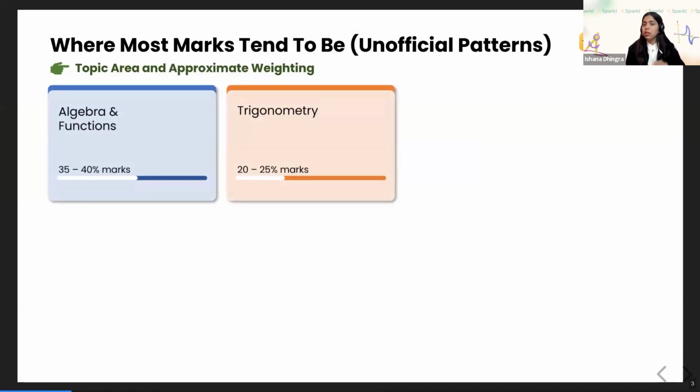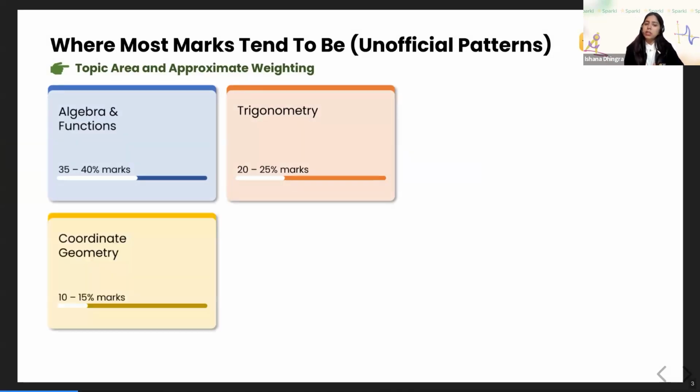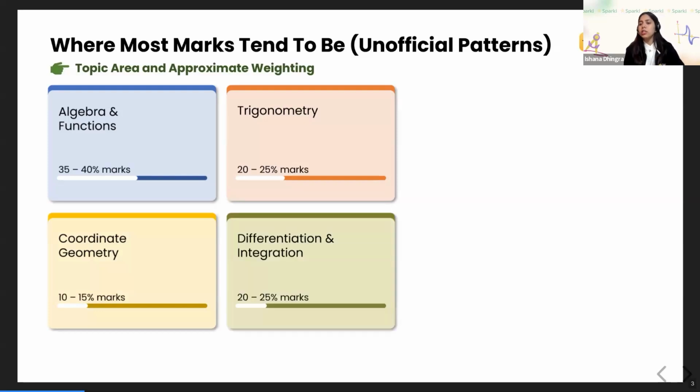Second, trigonometry, 20 to 25% of the weightage trigonometry also holds. Then coordinate geometry is 10 to 15%, and then differentiation and integration is 20 to 25%. Okay, so you can see algebra and functions, then differentiation, integration, trig, and then coordinate geometry. I would also suggest you go through past paper questions and understand the patterns, what kind of questions are coming, because sometimes the pattern is repeated, there is a similar type of questions coming.